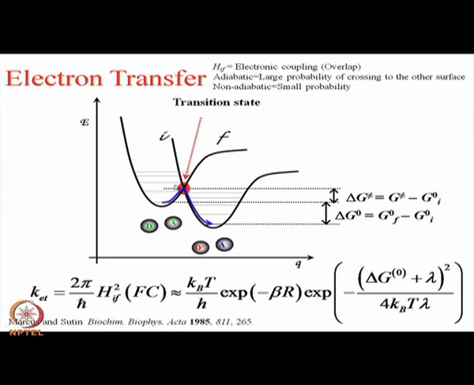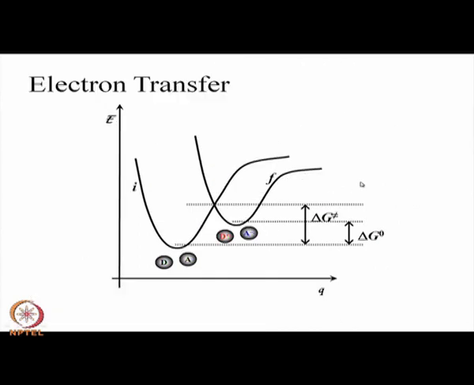Okay. So, starting point, then it crosses, I mean it gets transferred from the initial to the final surface. Now, this HIF is this one, I mean it is in the expanded form, and here you see that the crossing is avoided. So, this is your classical activation free energy and this is your delta G 0 of the reaction. This is your initial surface, this is your final surface.